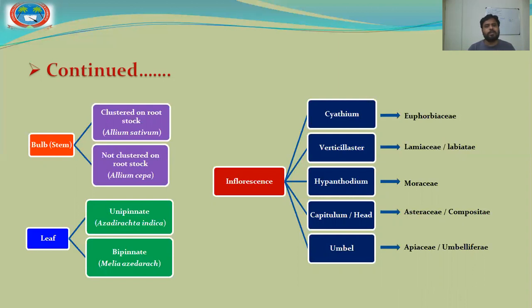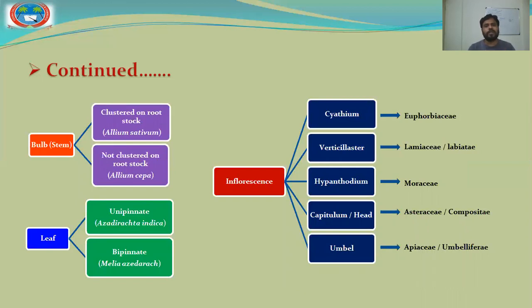It is present in the Allium cepa. So these two species of the genus Allium are categorized, or divided, on the basis of whether the bulbs are clustered or not clustered on the rootstock. In this way, this morphological character is responsible for the separation of two species from each other.